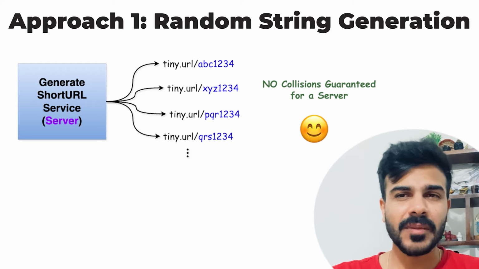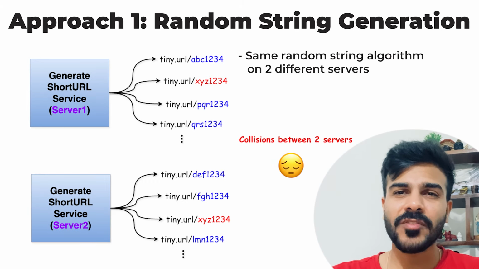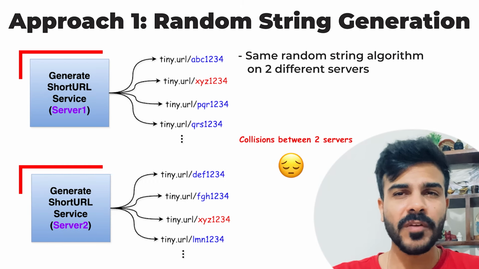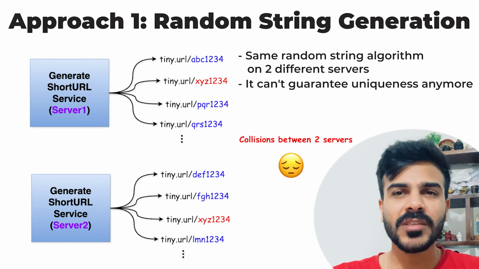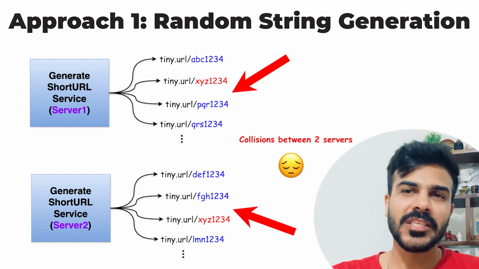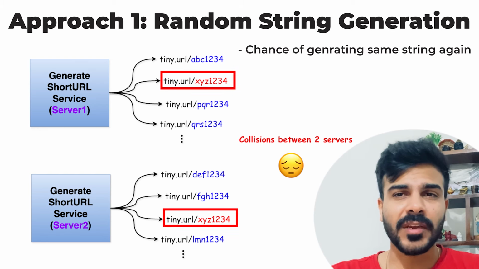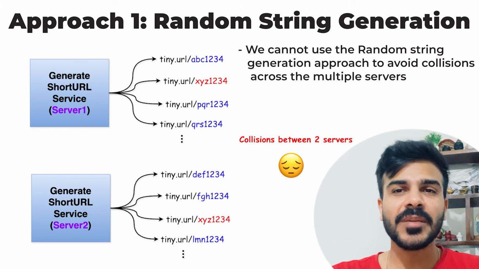But it's not that simple. Here's the catch. If we run the same random string algorithm on two different servers, it cannot guarantee uniqueness anymore. Why? Because these servers don't know about the strings generated by each other. This means there's a chance they could generate the same string, leading to collisions again. Because of this, we cannot use the random string generation approach to avoid collisions across multiple servers.